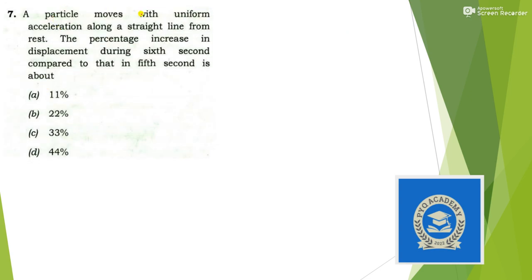A particle moves with a uniform acceleration along a straight line from rest. The percentage increase in displacement during 6 seconds compared to that in fifth second is about. Okay, so it is a very good question. So let's try to solve this question. Okay, let's suppose object is at rest. Okay, this is at 1 second, 2, 3, 4, 5 and 6.